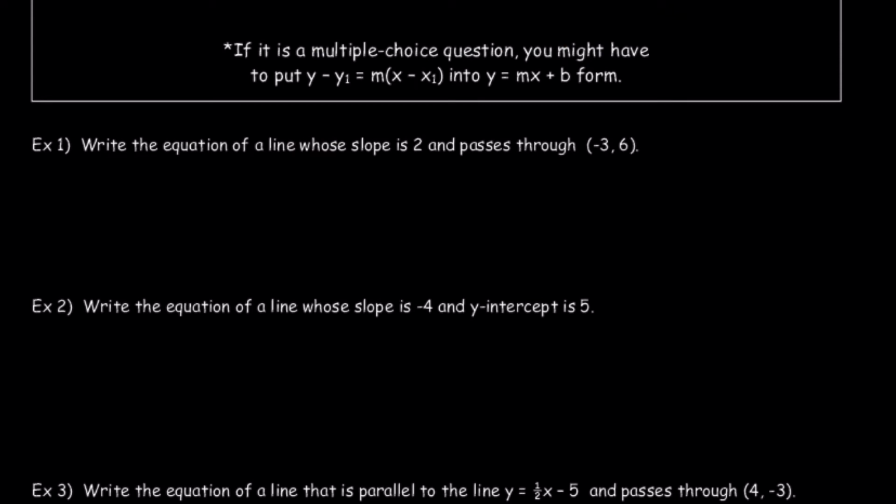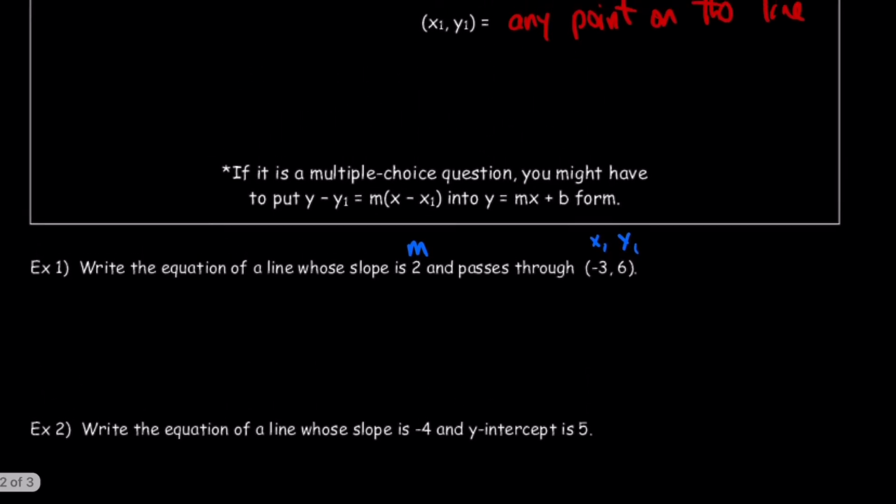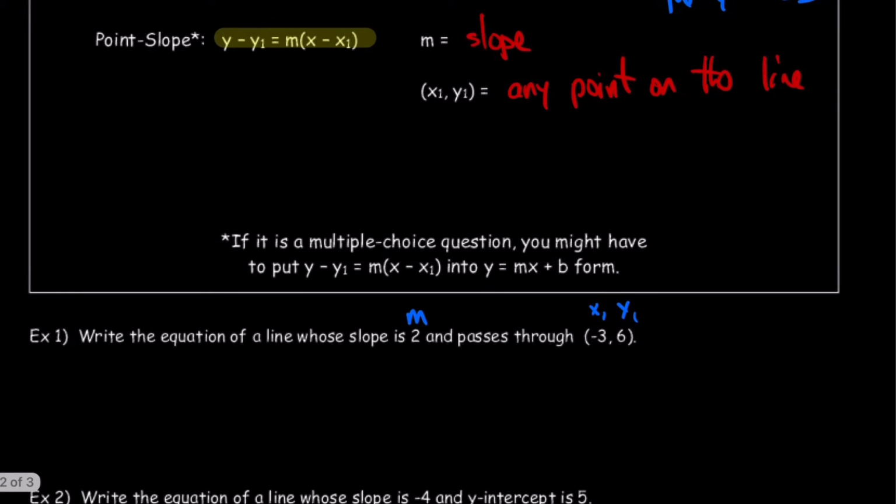Okay, our first example, it says write the equation of a line whose slope is 2 and passes through the point -3, 6. So here's what we have. Slope is 2. There's your m. And if I give you a point, I give you x1 and y1. So we're just going to look at this equation right here and plug those in. The 2 goes there, the x1 goes there, and the y1 would go there.